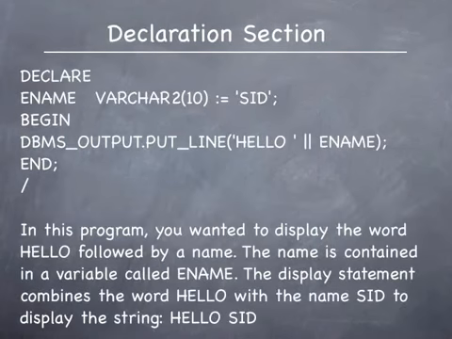In this example, a declaration section has been created. The word declare starts the declaration section. In this program, a variable called ename is declared, which can hold a variable length character data type of value. A value is being assigned to the variable during its declaration. The value is the name Sid. In the body of the program, a display statement displays the word hello followed by the value contained in the variable ename to display the words hello Sid on the screen.